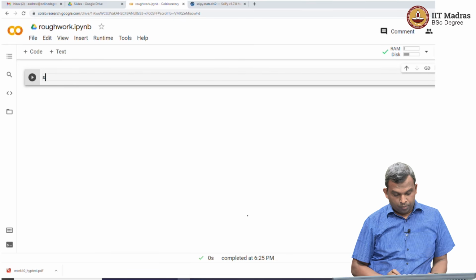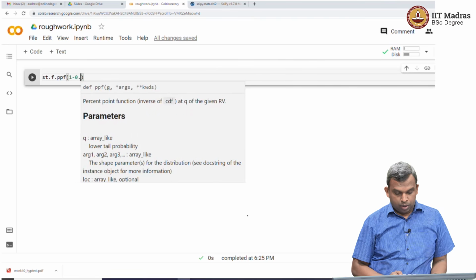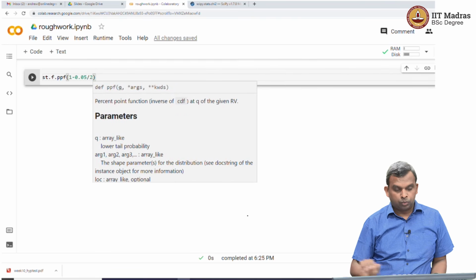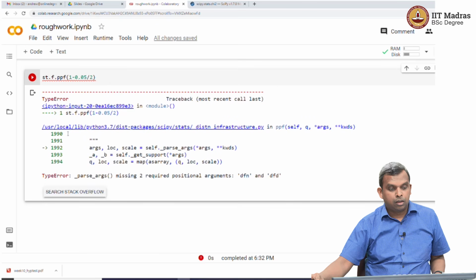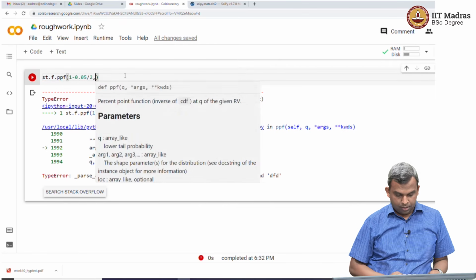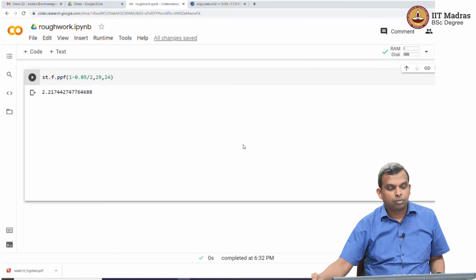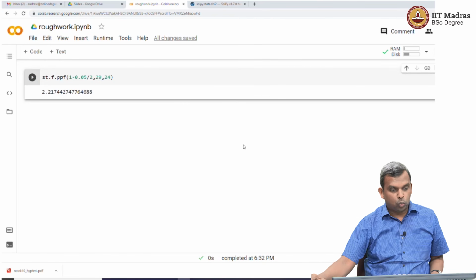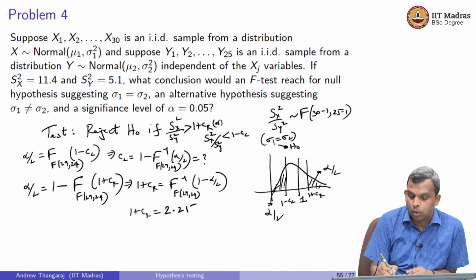st.f.ppf of 1 minus 0.05 by 2. Oh, I have to give the degrees of freedom. Of course, 29, 24. Sorry about that. 2.217. So that's interesting. So 1 plus CR works out to 2.217.